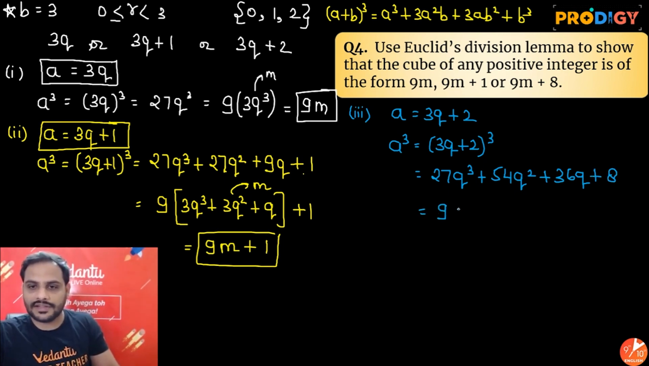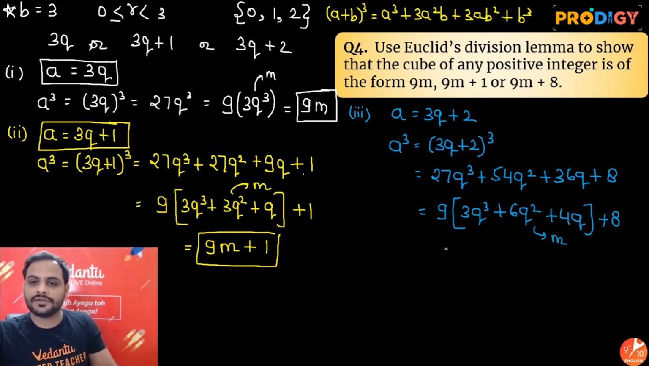In 8 I cannot take 9 common. So I am left here with 3q cube, 9 6s are 6q square, 9 4s are plus 4q, and plus 8 is separate. Let's say there is some point m. So it can be written as 9m plus 8.